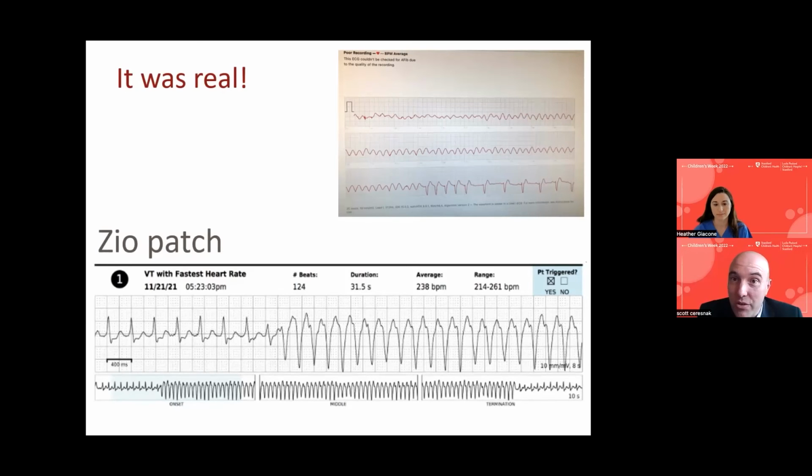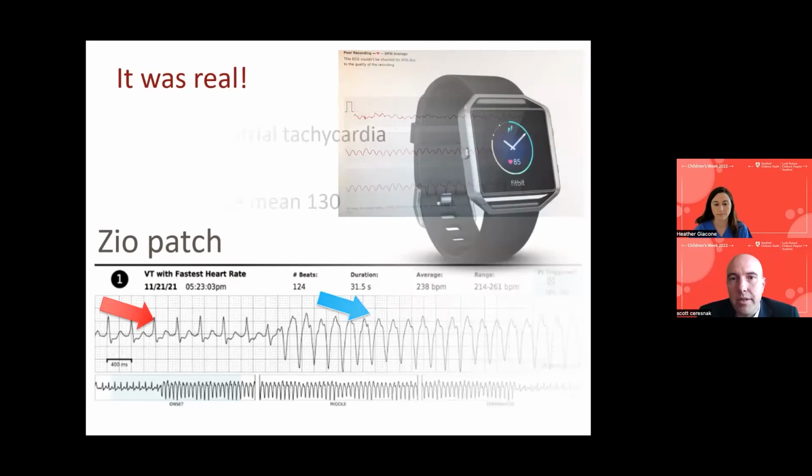So this was the strip I just showed you on the top right. On the bottom, this is an extended monitor, a Zio patch. You can see here a normal rhythm and then whoop, an episode of ventricular tachycardia. So we are seeing more arrhythmias identified by these wearable monitors. You can see the changes there.